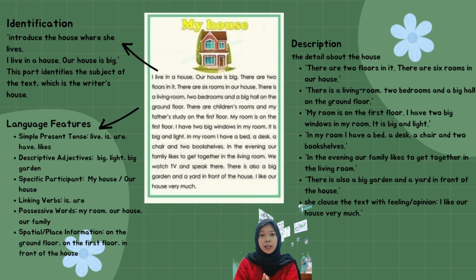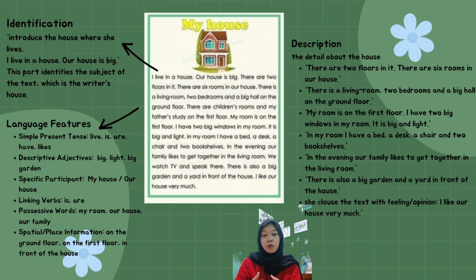Linking verb, there is, there are. So there are possessive words such as my room, our house, our family. And the last is spatial or information about place. She talks about the first floor, second floor, in the garden, our house. Okay, that's all the language features of descriptive text.